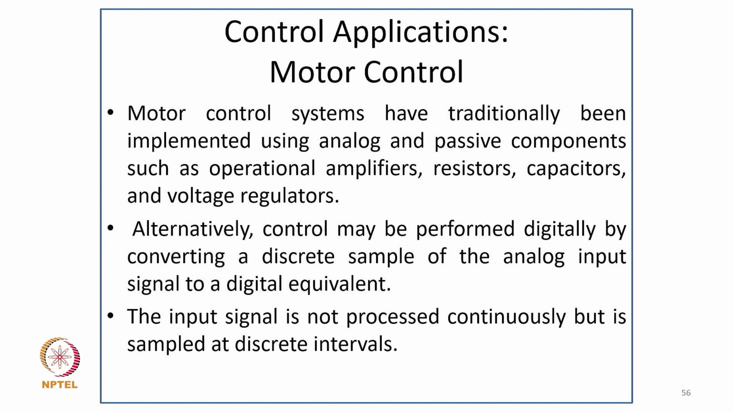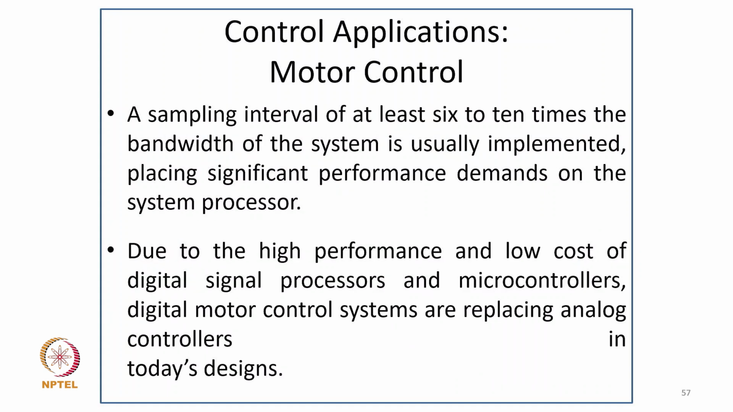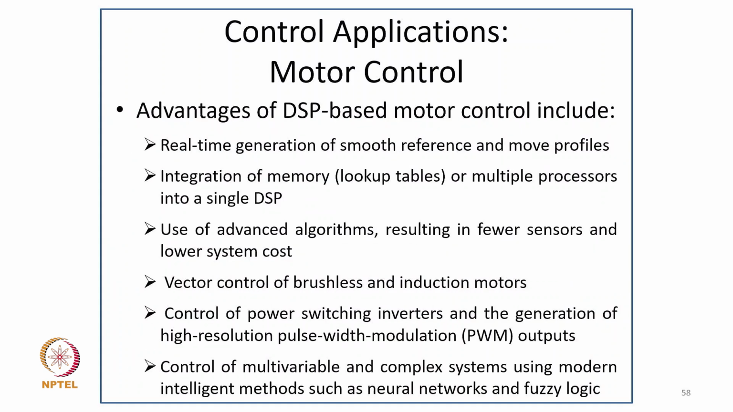Motor control systems have traditionally been implemented using analog and passive components such as operational amplifiers, resistors, capacitors, and voltage regulators. Alternatively, control may be performed digitally by converting a discrete sample of the analog input signal to a digital equivalent, and the input signal is not processed continuously but is sampled at discrete intervals. A sampling rate of at least 6 to 10 times the bandwidth of the system is usually implemented, placing significant performance demands on the system processor. Due to the high performance and low cost of digital signal processors and microcontrollers, digital motor control systems are replacing analog controllers in today's designs.